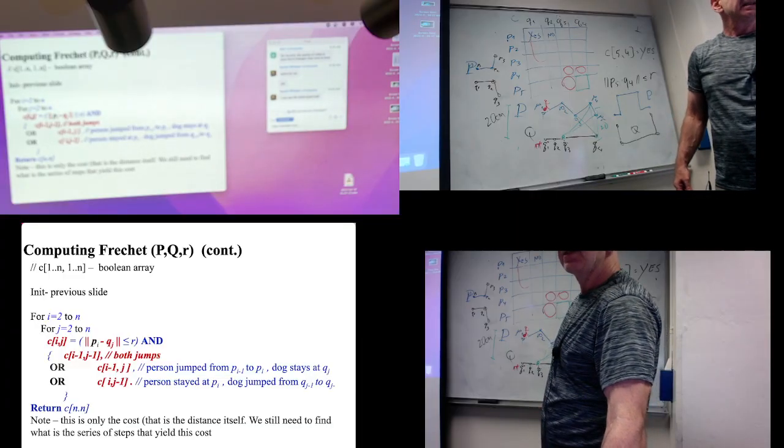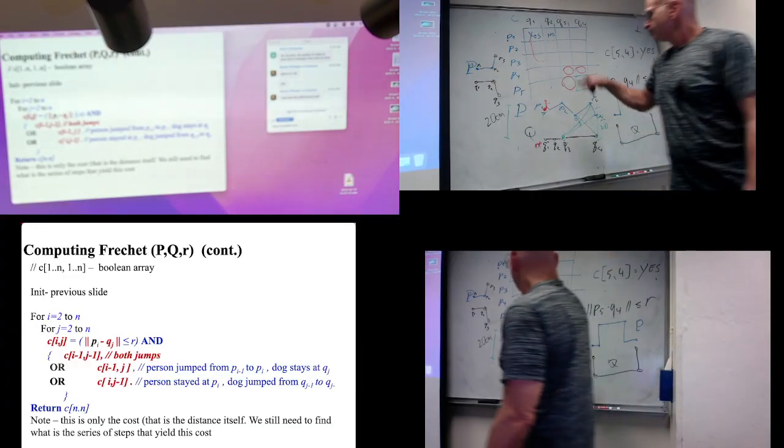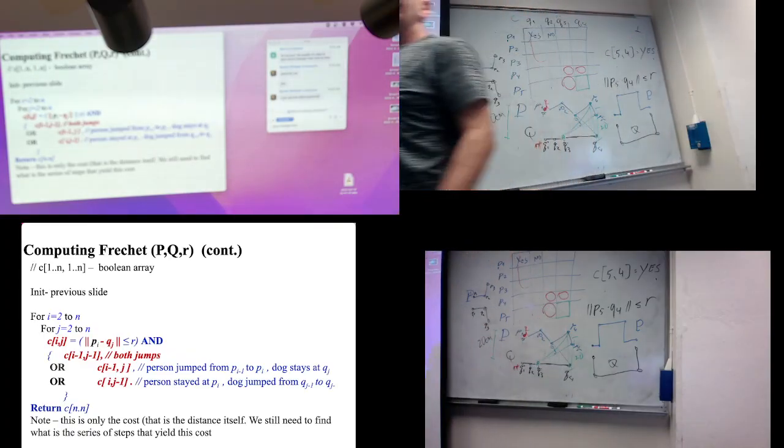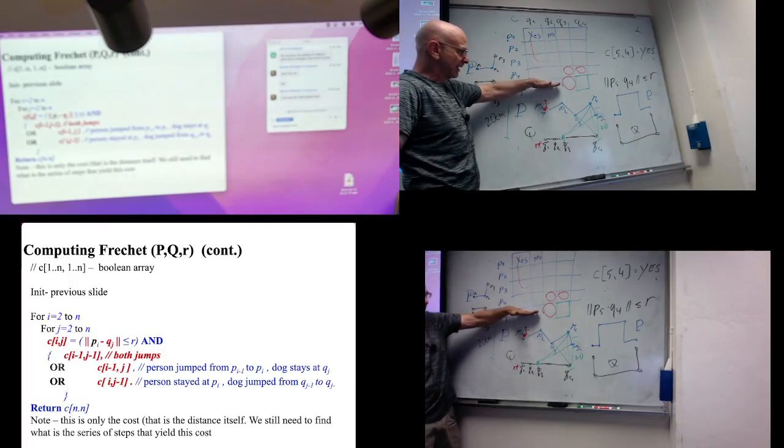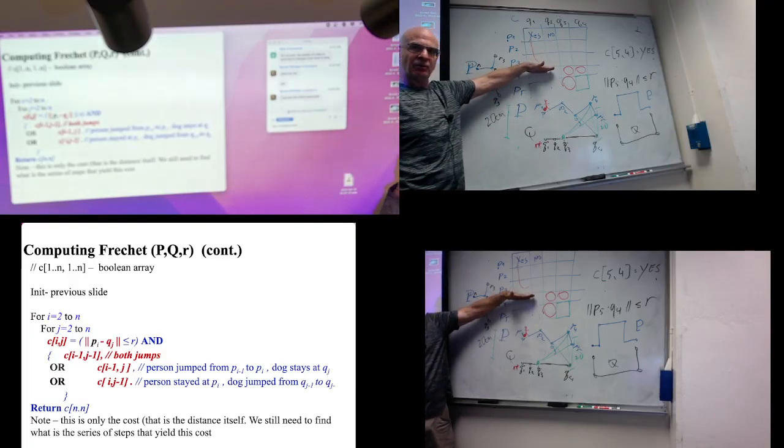What is the space requirement? As usual, if I want to store the whole table, then it's n squared size. But if I just want to know whether the answer to the Fréchet is yes or no, then I can do our choreography of reading from one array and writing to the other array. When you're writing into the last row, you only need the row before that.